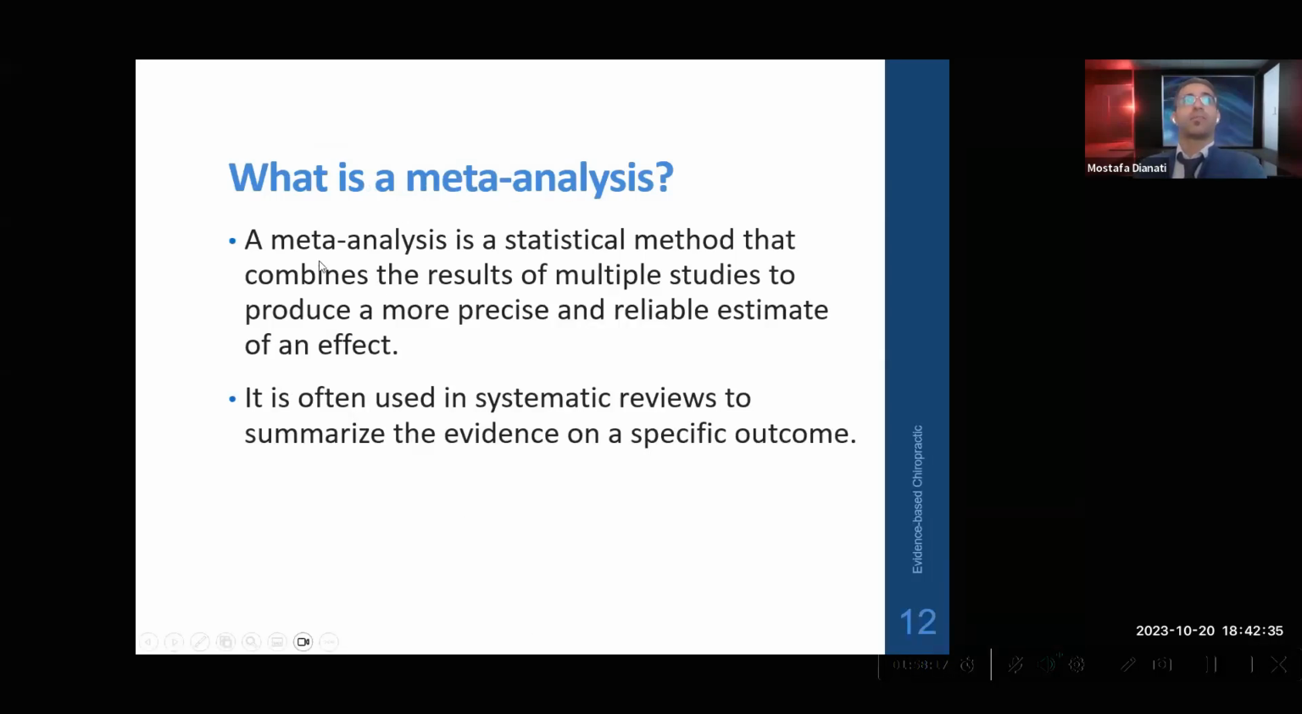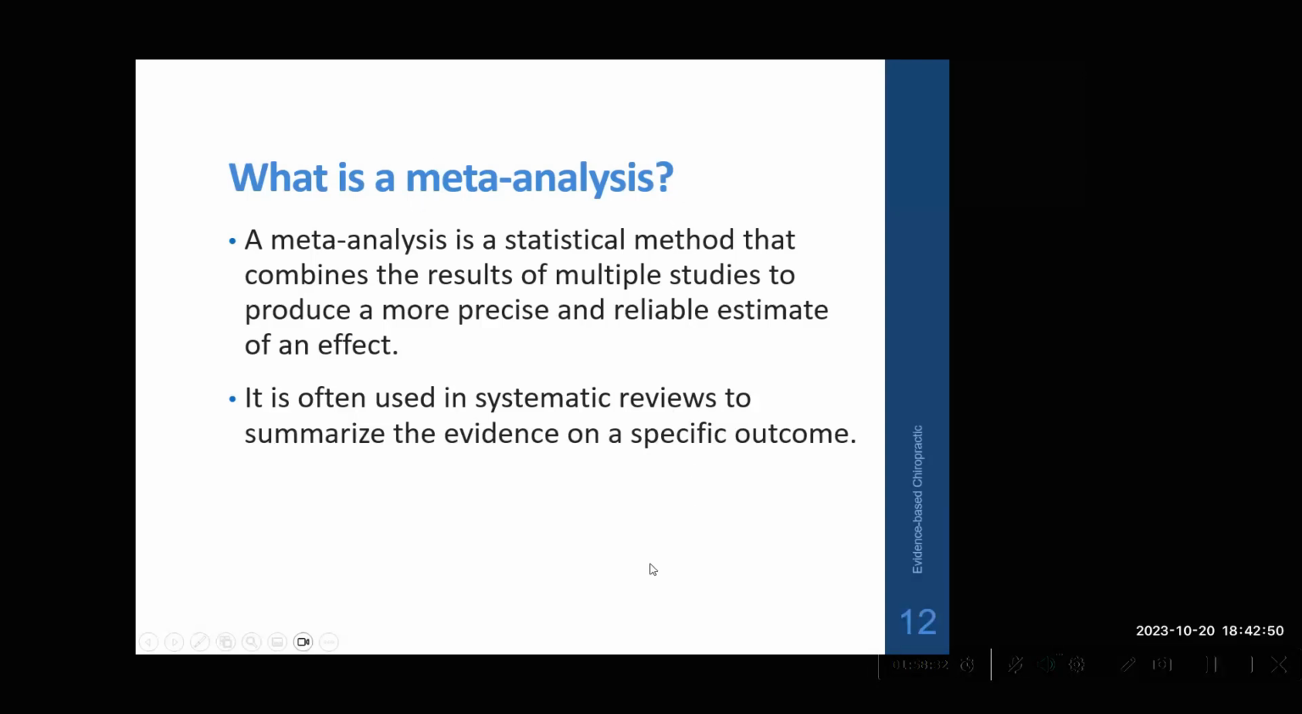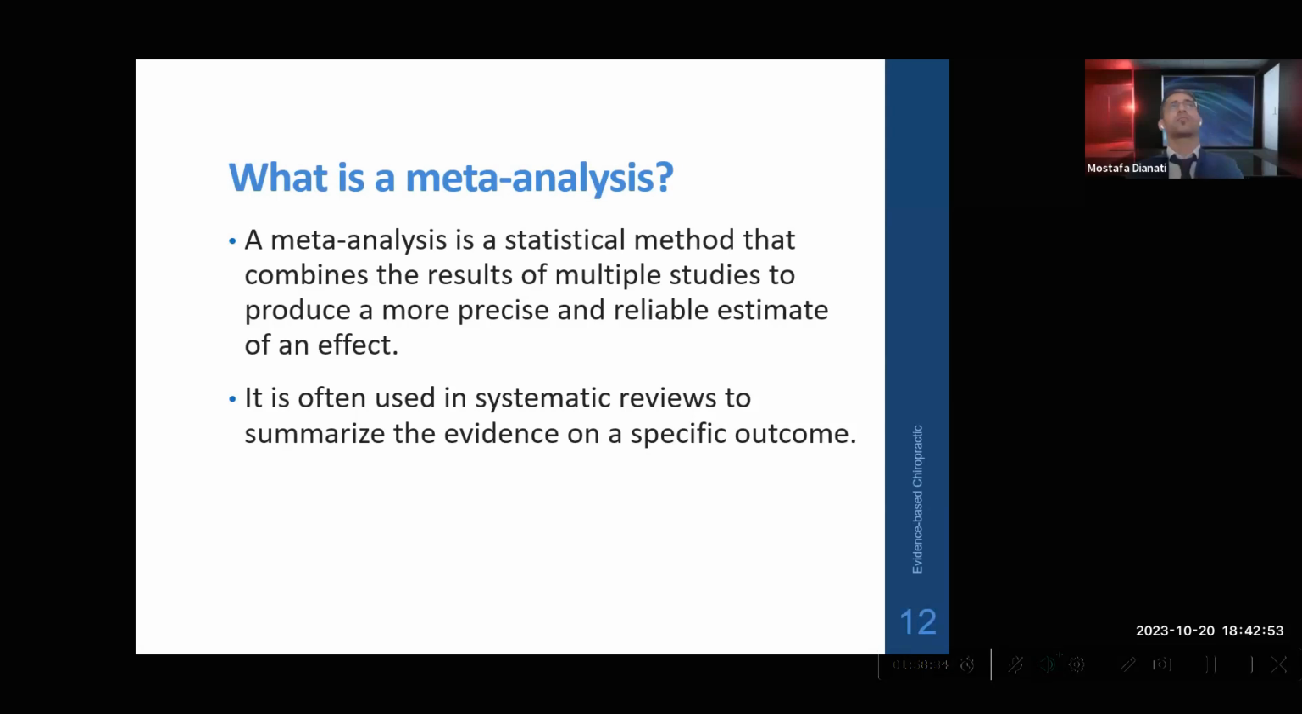And what is meta-analysis? A meta-analysis is a statistical method that combines the results of multiple studies to produce a more precise and reliable estimate of an effect. Remember, in meta-analysis, we are speaking about numbers. Do you remember in case control study, we had odds ratios, and in cohort studies, we had relative risks. Here in meta-analysis, we are going to pool all the numbers together and analyze all these numbers together to make a conclusion, for example, if red meat is really associated with bladder cancer or not.